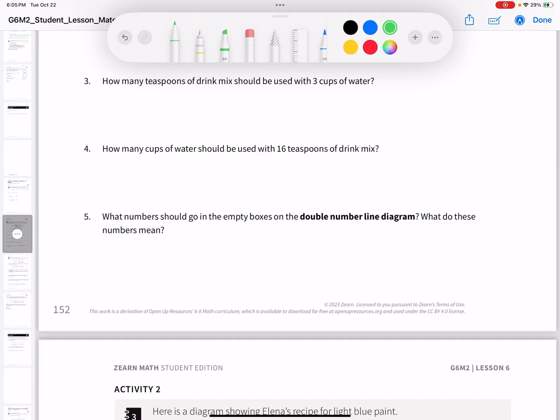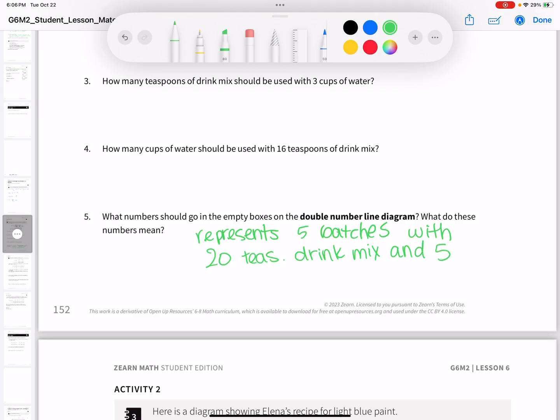So it represents 5 batches with 20 teaspoons drink mix and 5 cups of water.